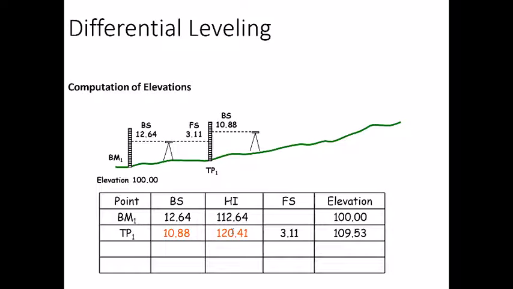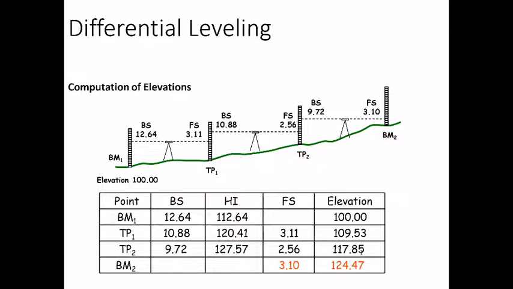Now that we have that, we can find out the reduced level of the next point, which is TP2. From the height of the instrument in the second setting, 120.41, you subtract the foresight, 2.56, and you get the reduced level of the third point, which is 117.85. Similarly, a new point is introduced. We repeat the same procedure so that we reach this point BM2, whose reduced level is 124.47.